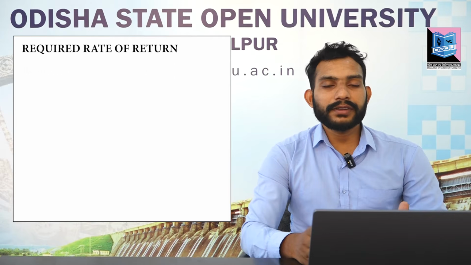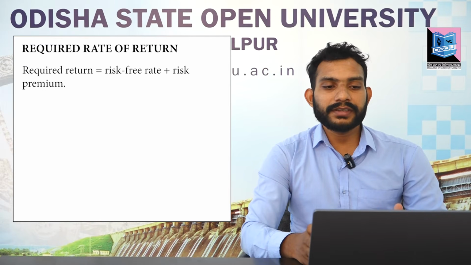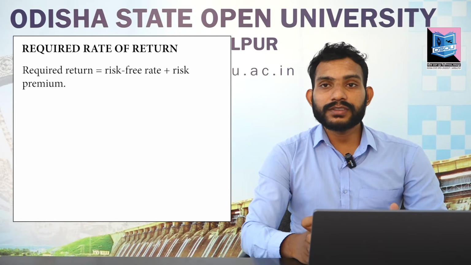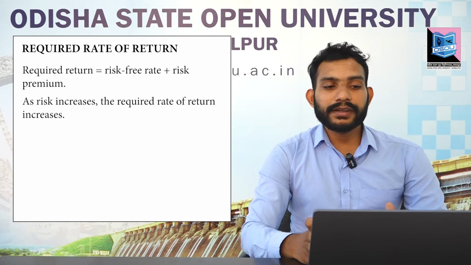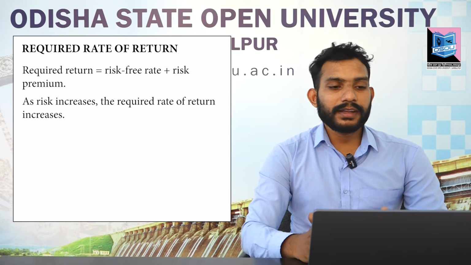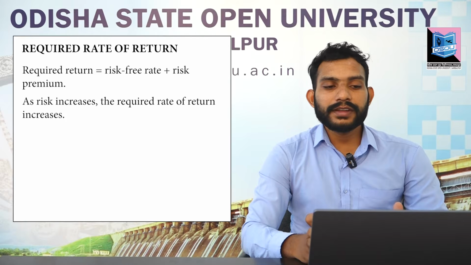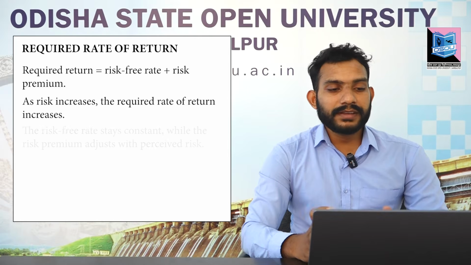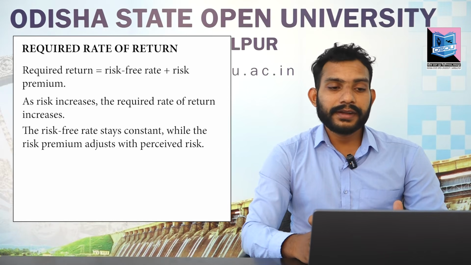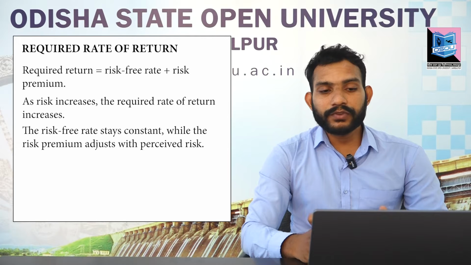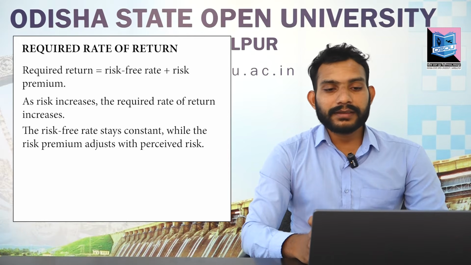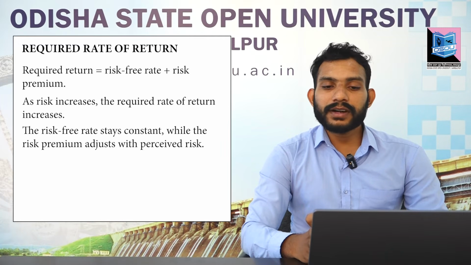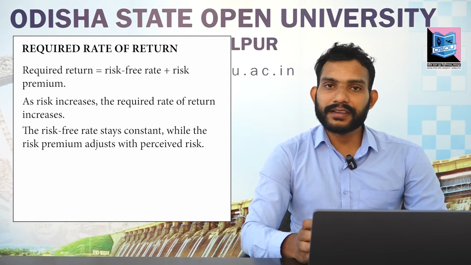Let's break this down in simple terms. The required rate of return is the minimum return an investor expects to earn from an investment. It's a benchmark that helps decide whether the investment is worth the risk. We calculate it using a basic formula: required return equals risk-free rate plus risk premium. The risk-free rate is the return you would get from an investment that is virtually risk-free, like government bonds. This part of the equation usually stays constant.